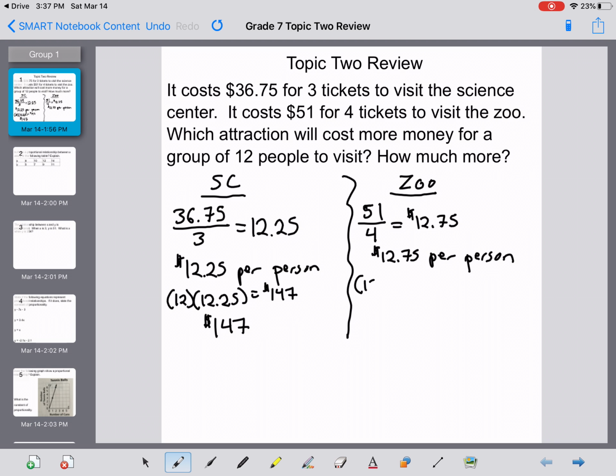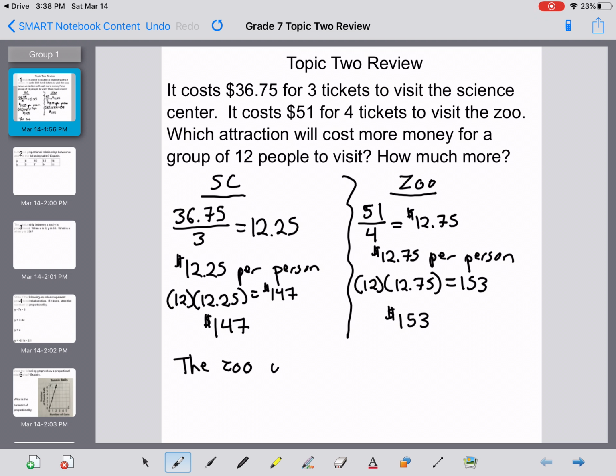Again, there are 12 people, so I can do 12 times my $12.75. $12.75 times 12 is equal to 153. So the zoo will cost $153 for 12 people. So it says which attraction will cost more? The zoo will cost more.